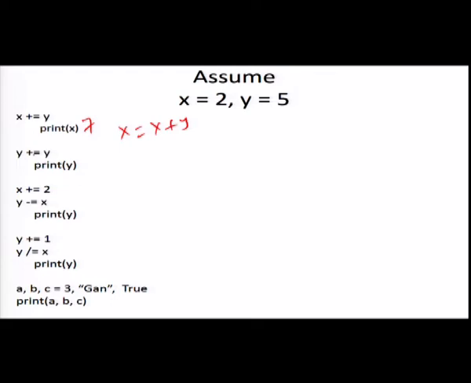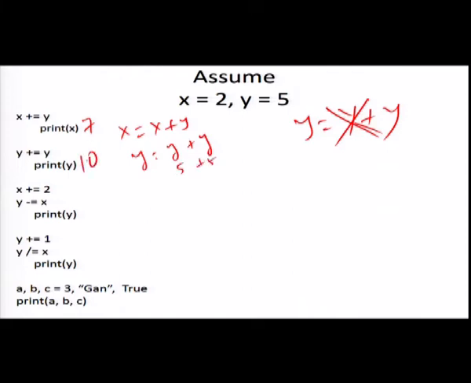Now y plus equal to y, what happens over here? y equal to y plus y. My dear viewers, kindly make a note, Python is case sensitive. This y equal to y plus y is different from this Y equal to Y plus Y. This is different and this is different. Over here in the question it is y plus equal to y. So y equal to y plus y. So it is 5 plus 5, answer will be 10.